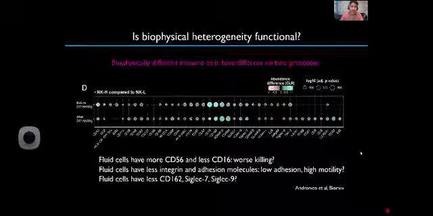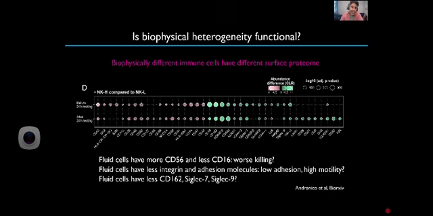So a few things. There's very rich data, but what you can see here, for instance, fluid cells have more CD56 and less CD16. The CD markers, don't worry about this. I'll come to the important ones, but CD16 and CD56 are more or less giving us a sign that fluid cells might kill worse, because CD16 positive ones kill much better. CD16 negative ones kill much worse from the literature.